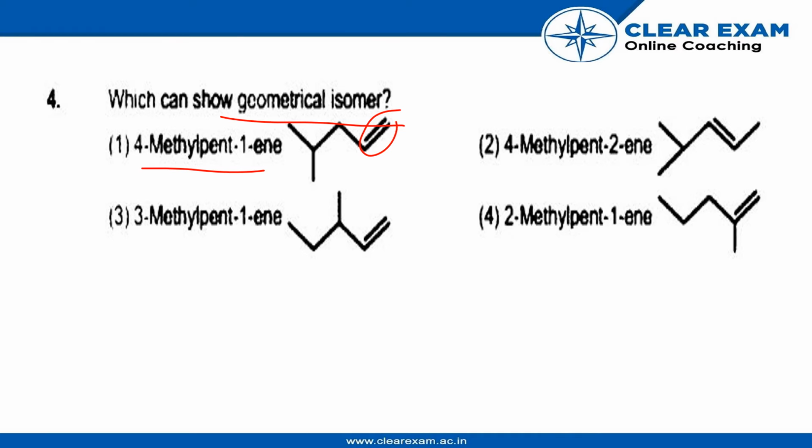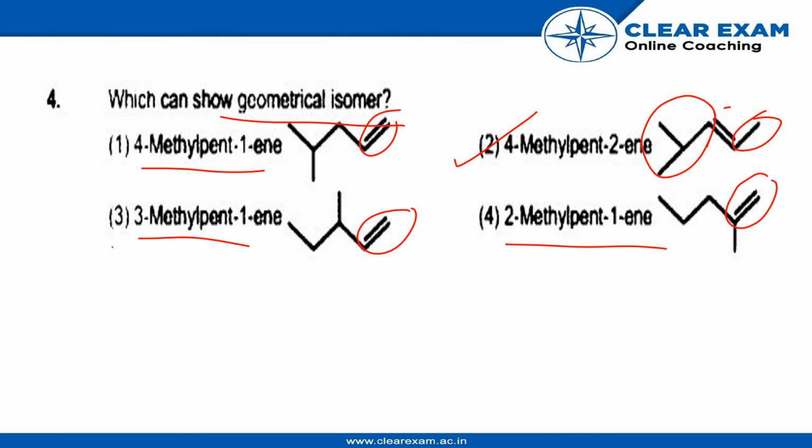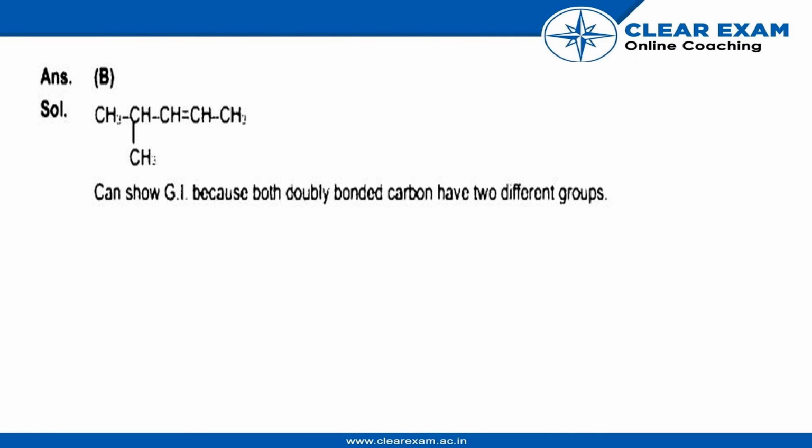Same as the third and second, they both have a double bond at the end. And for geometrical isomerism, we also need to have two different groups. So in the second, we have two different groups with the double bond in the center. So it has a chiral center also. So the answer is B, because they both have a double bonded carbon and have two different groups.